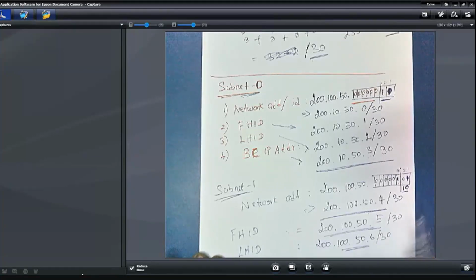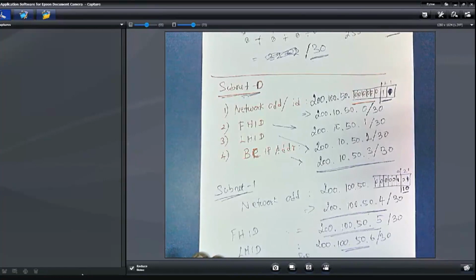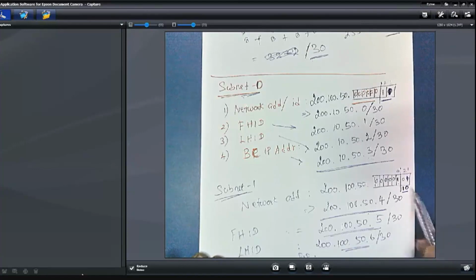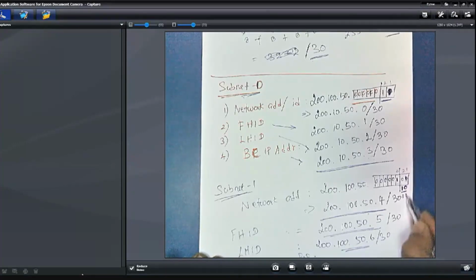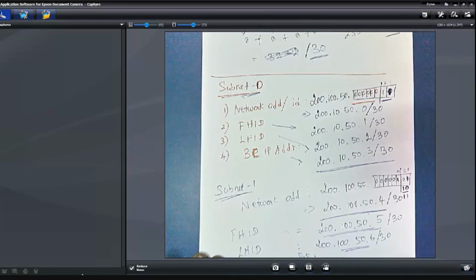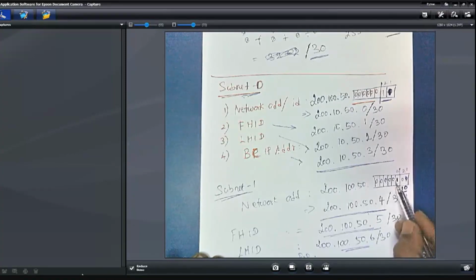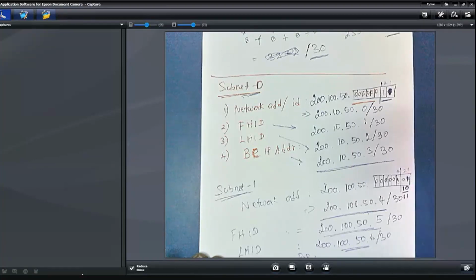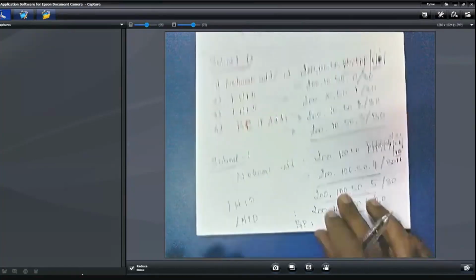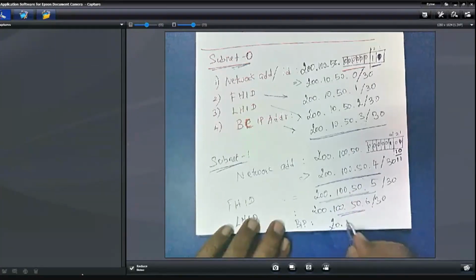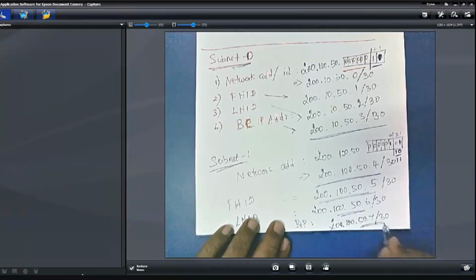What is a broadcast IP address? The IPv4 broadcast IP address for this subnet. What does a broadcast IP address mean? You have to make everything 1, the host bits, everything you have to make 1. So already 4 is 1, then 4 plus 2 is 6, 6 plus 1 is 7. So now 200.100.50.7/30. This is going to be your broadcast IP address.